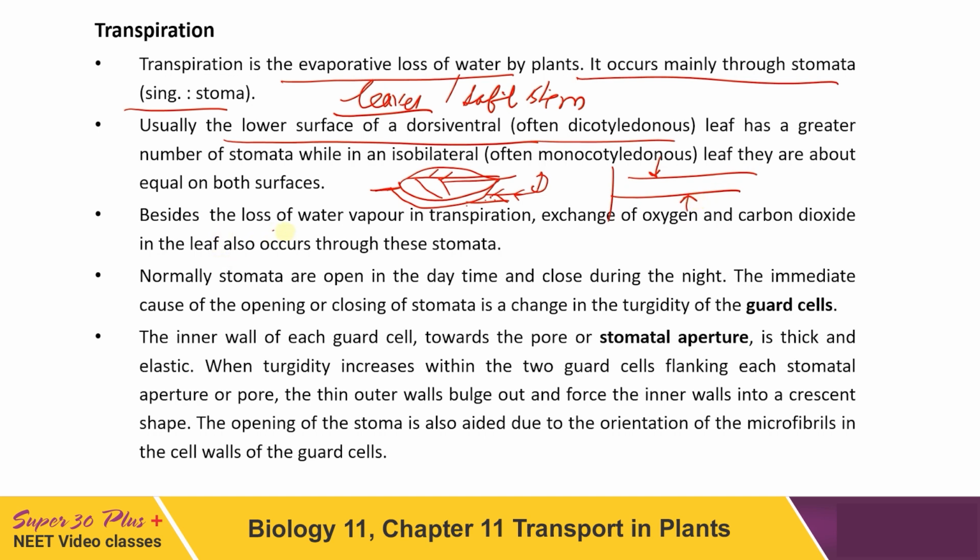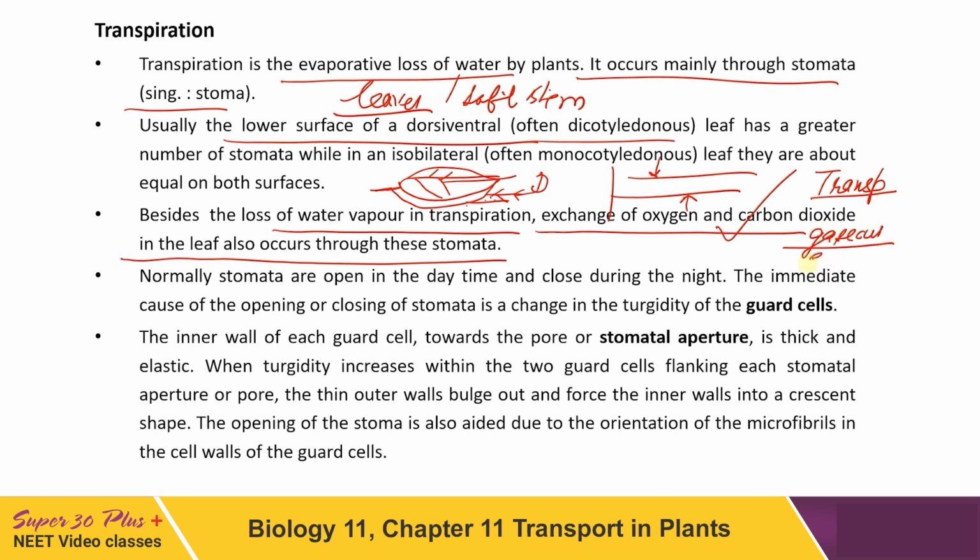Besides loss of water in transpiration through stomata, the exchange of oxygen and carbon dioxide also occurs through stomata. This question came once: transpiration through stomata and gaseous exchange are two independent processes. In the same stoma, water may be transpired and gaseous exchange may take place together.